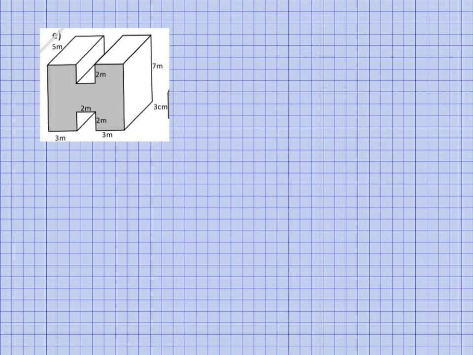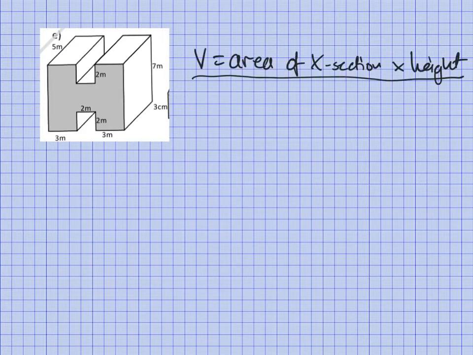We're looking at finding the volume of prisms today. Now the first thing to do when you're trying to find the volume of a prism is to remember the formula. The volume is given by the area of the cross section times by the height. So we need to work out the grey shaded area, which is the cross section of this. A good way to start is by drawing a sketch of that so that you can work on it.